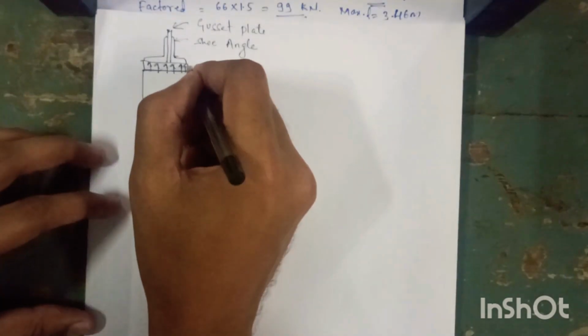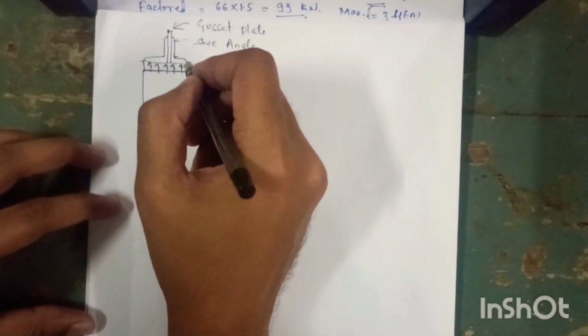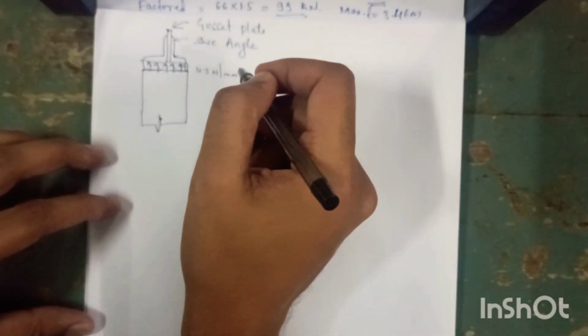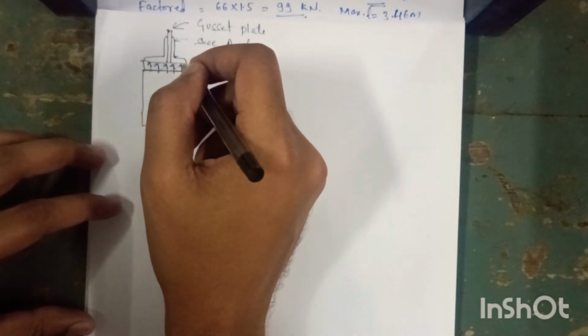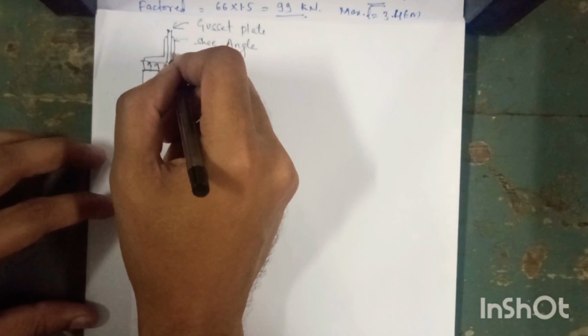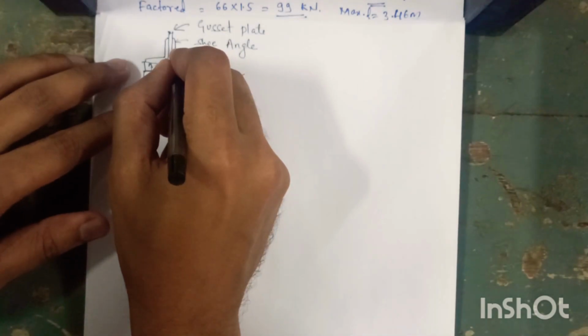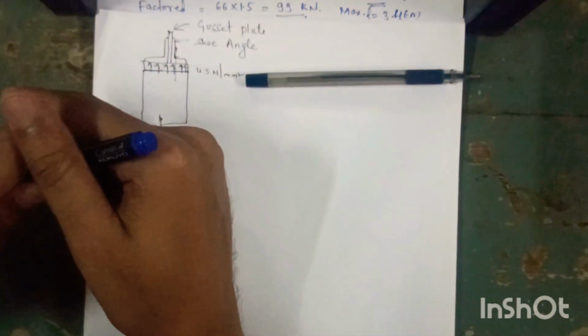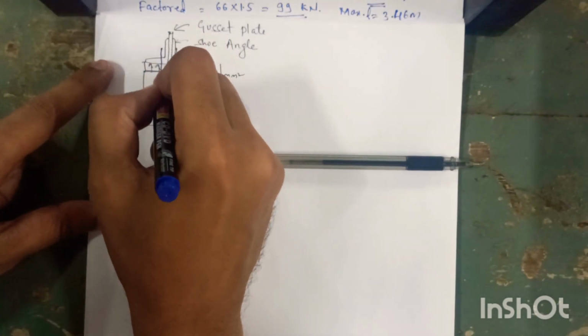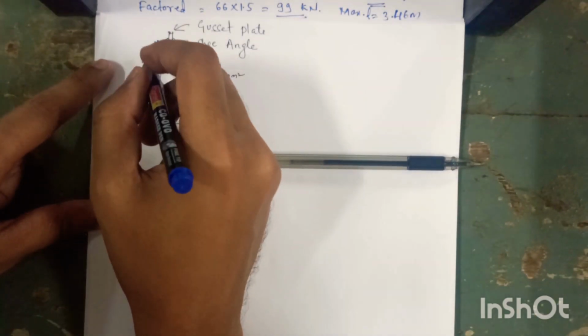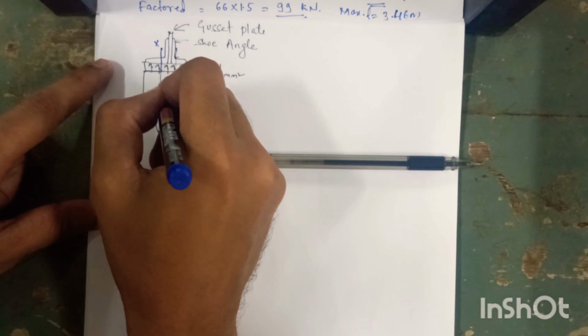And this is the base plate, the size of which is 200 by 200. Now the maximum bending moment will be coming across this cross section, which we will call as, say, x.